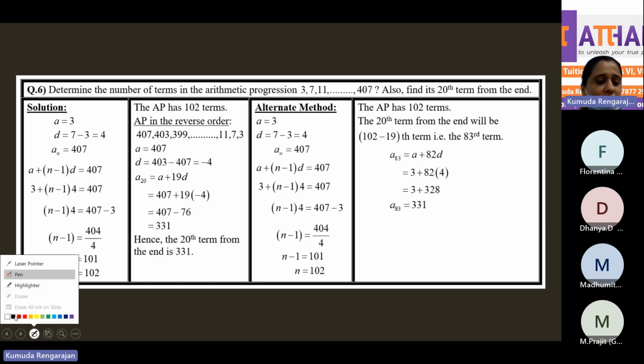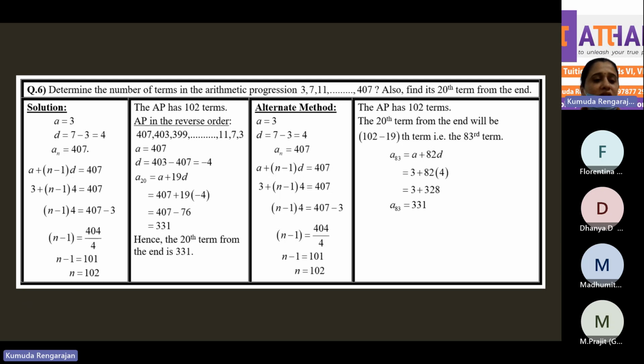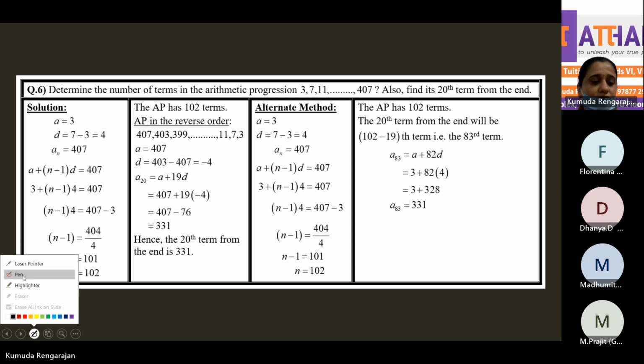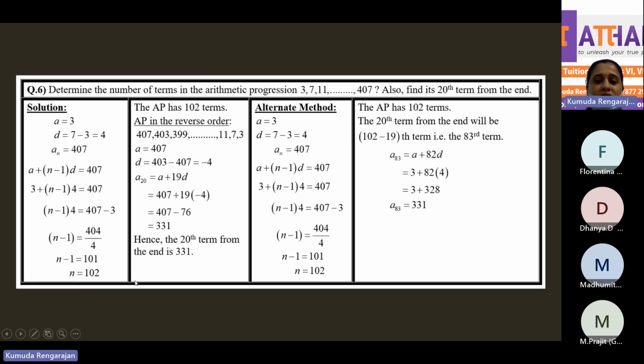So we'll see this n first. This is the equation, AN is equal to 407. Whenever you're working a question on arithmetic progression, start by writing the value of a and d, and then your equation, AN is equal to 407. I have done the 20th term from the end in two ways. Please go through both methods, and then I'll talk about it.